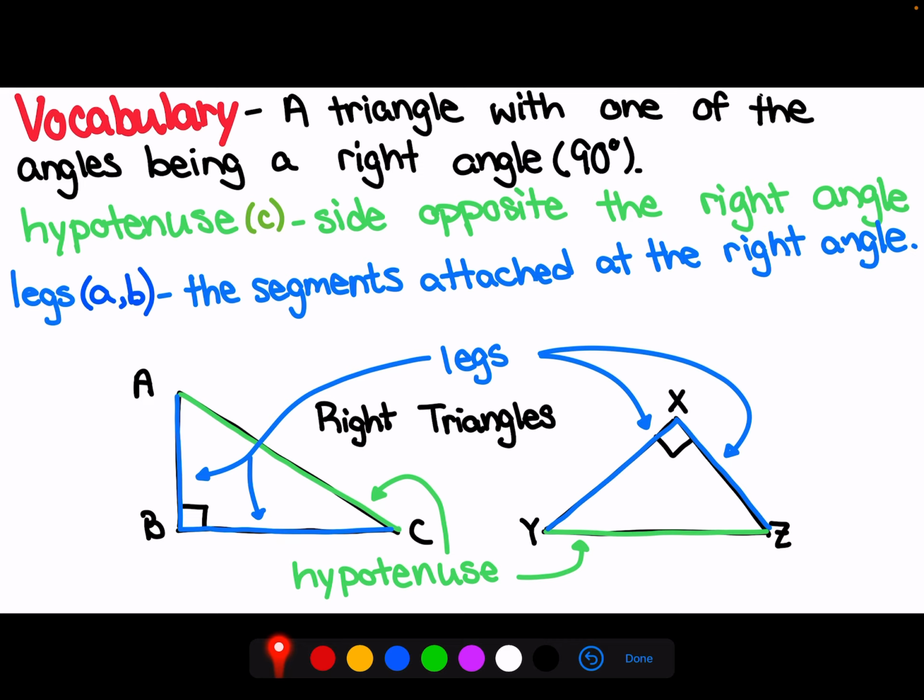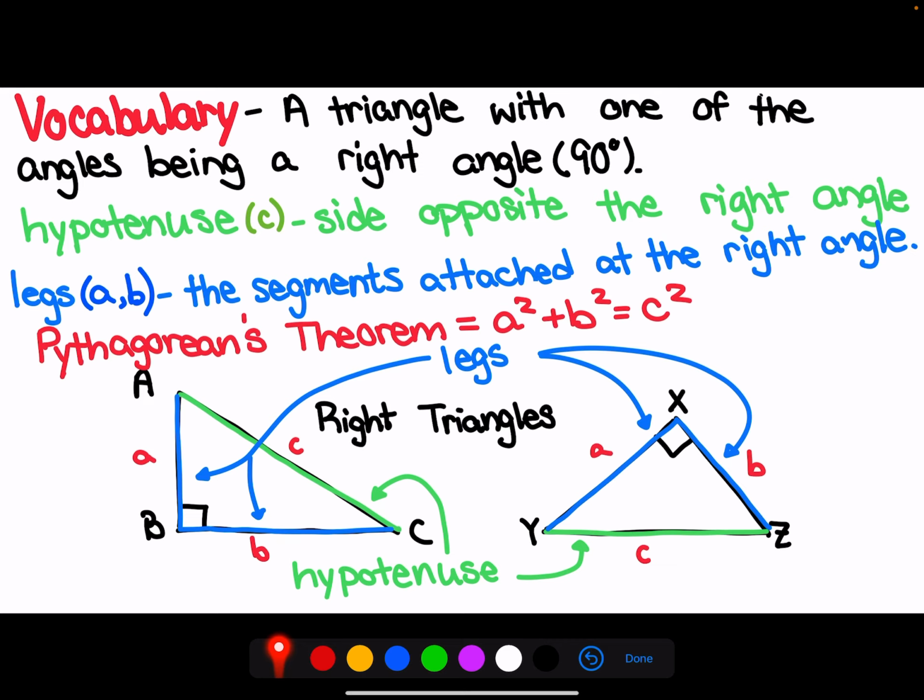Now, the last thing with this is Pythagorean's theorem. Pythagorean's theorem is one of the most famous geometric theorems that we have. It is a squared plus b squared equals c squared. This is used exclusively for right triangles, and it allows us to find any missing side length of a right triangle. So if I have two sides of a right triangle, I can use Pythagorean's theorem to find my third side. Now, Pythagorean's theorem was founded thousands of years ago by the ancient cult of Pythagoras.